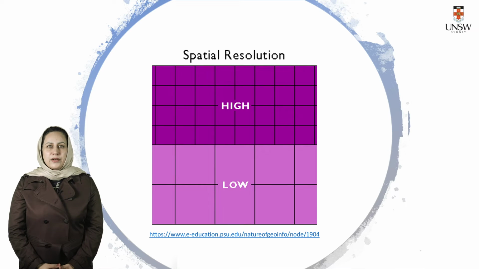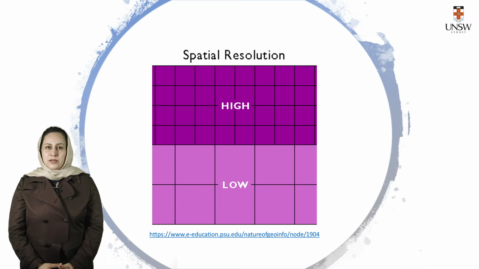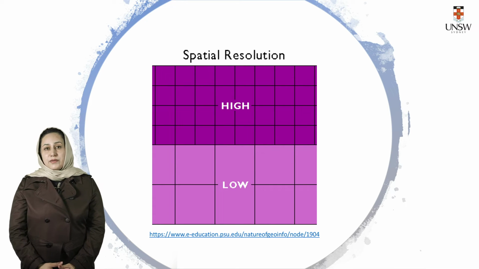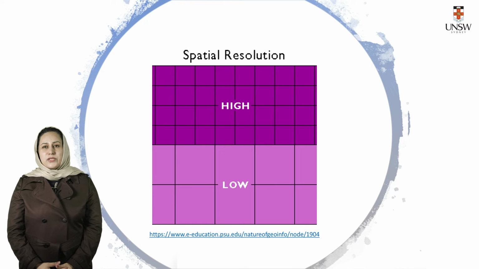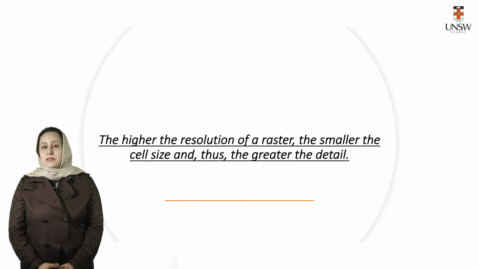Now, let's compare a high resolution with a low resolution image here in this slide. On top of this matrix, you can see smaller cells in same area than the lower part of this matrix, right? So, which one shows a higher spatial resolution? Please always remember this sentence. The higher the resolution of a raster, the smaller the cell size, and thus the greater the detail.